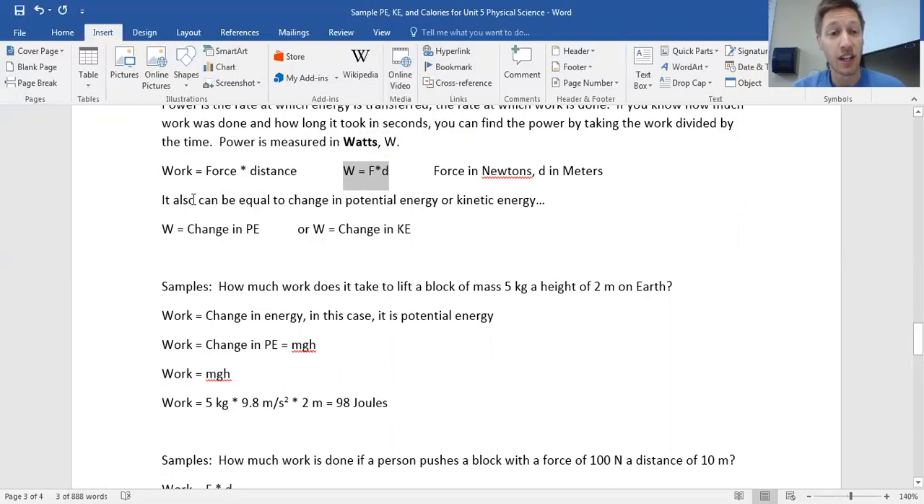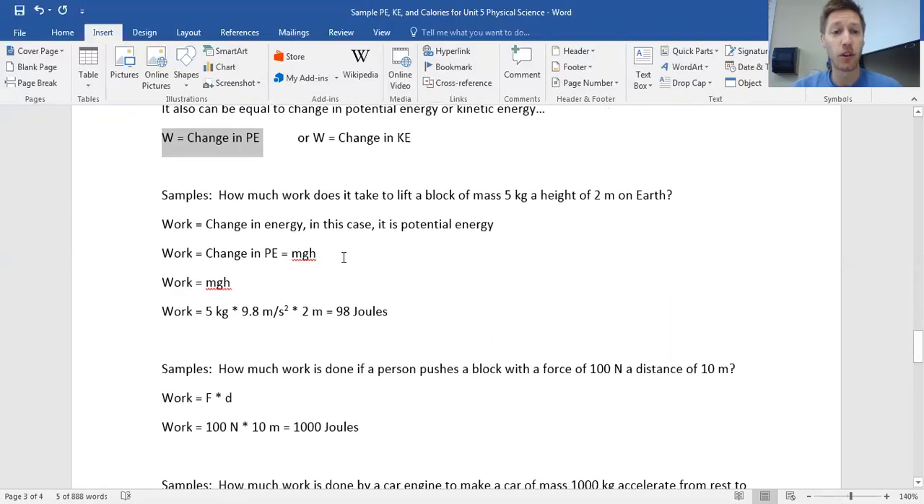Work can also be energy transferred, as potential energy or kinetic energy, to the thing. So if you lift an object up, you're changing its potential energy. The work would be the change in that. So you lift a block up, you did work on it. Or change kinetic energy. If you throw a baseball, you gave it some energy, you changed its kinetic energy, that is work.